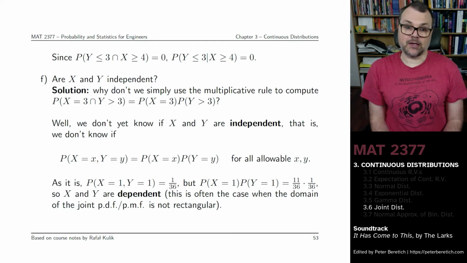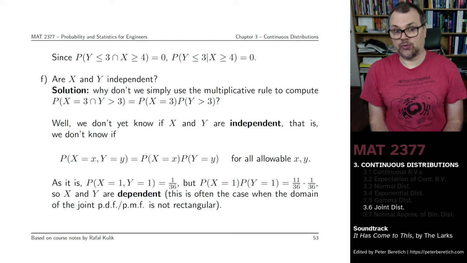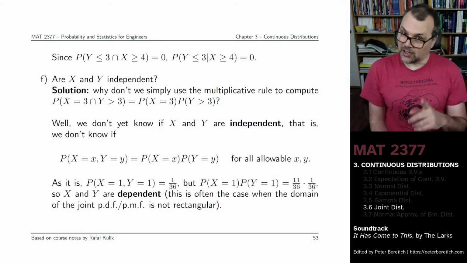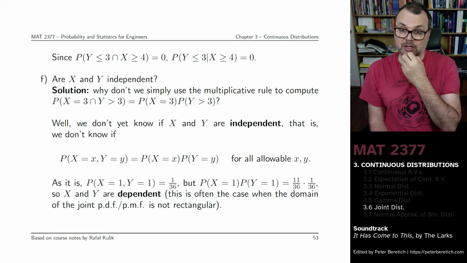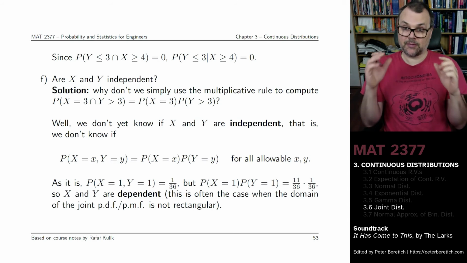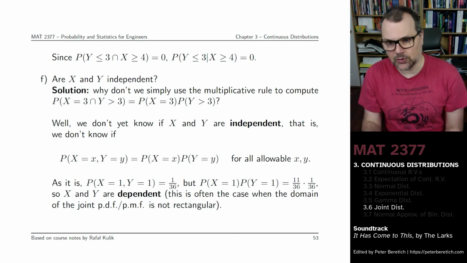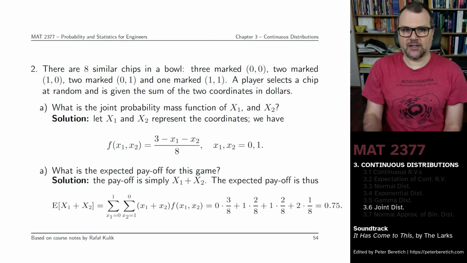When the domain of the joint distribution function is not rectangular, then your variables cannot be independent. Be careful, it's not sufficient. You might have variables that are dependent in spite of the fact that they have a rectangular domain. It also depends on the values of the probability density function.